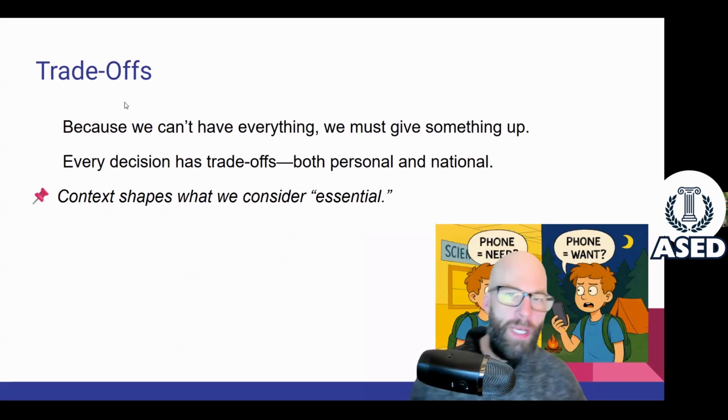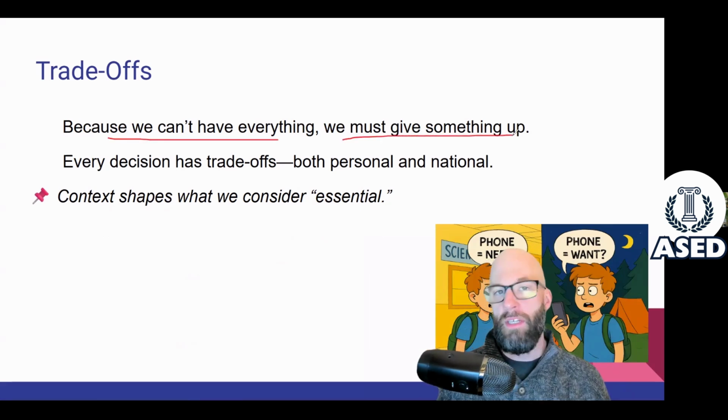Now, because we can't have everything, this is the concept of trade offs. This is another key economic idea. Because we can't have everything, we must give up something. So we're faced with a whole bunch of different things. That's the idea of trade offs. There's decisions that have to be made.